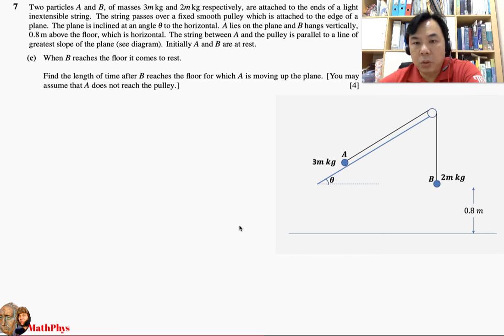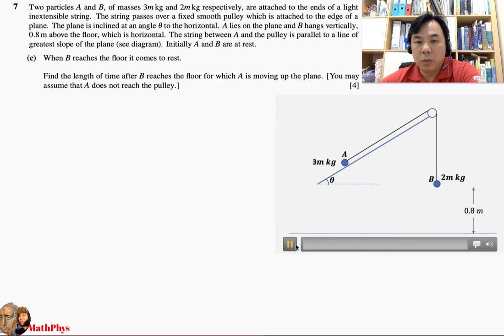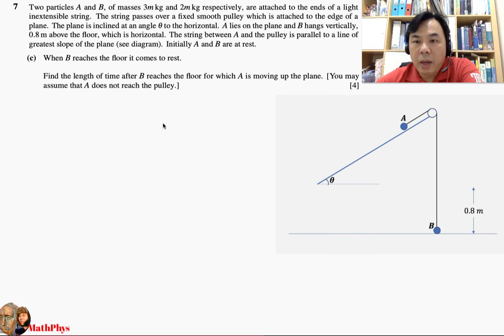So just let me show you the simulation here. Alright, you can see that B reaches the floor, but A will still continue to move after the string becomes slack. Okay, just let me show you one more time. So by this time, when B reaches the floor, A would have moved 0.8 meter. So we're going to use this as our starting point. So when B reaches the floor, A would have moved 0.8 meter here. Initial speed for A is 0.